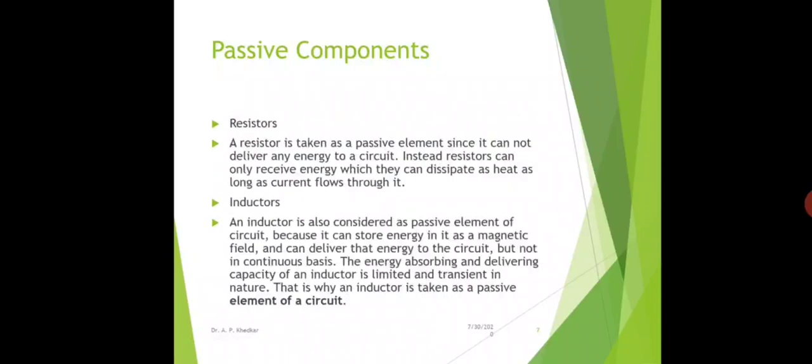Now let us study in detail about these passive components. First simple passive component is resistor. Now why is resistor a passive element? Because resistor can only receive energy. And received energy can be dissipated by the resistor in the form of heat as long as the current is flowing through it.